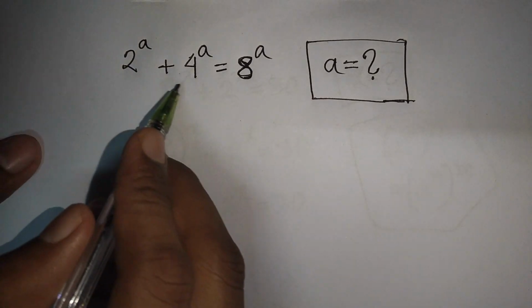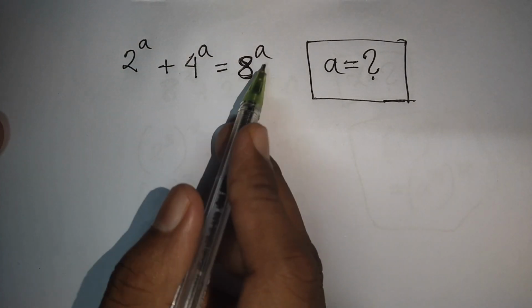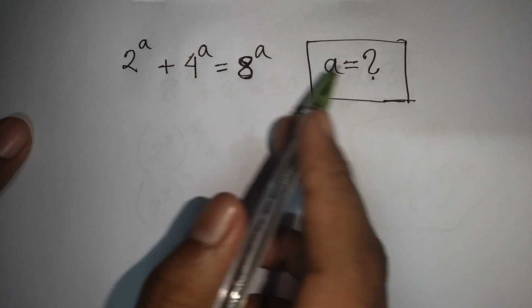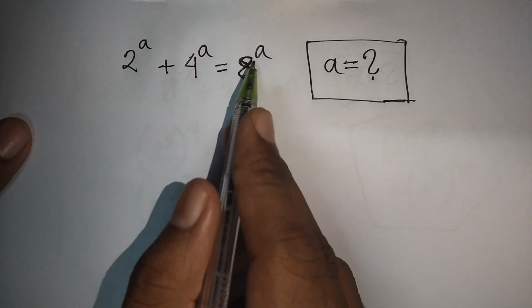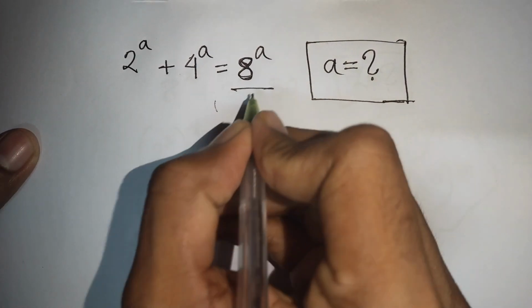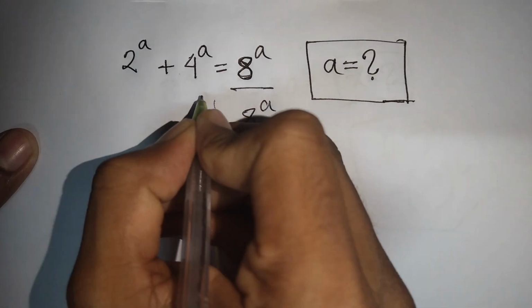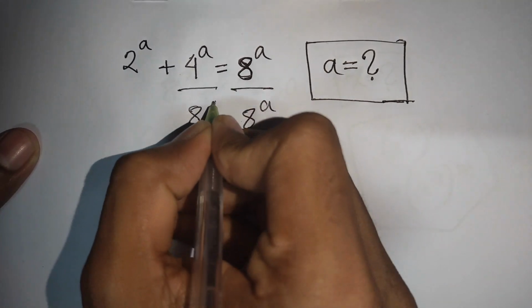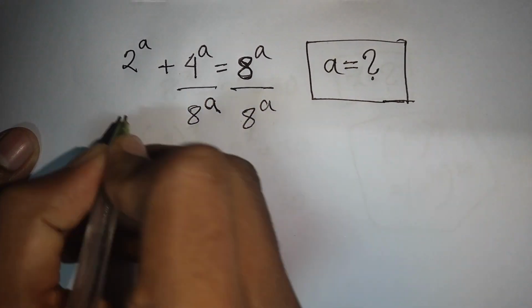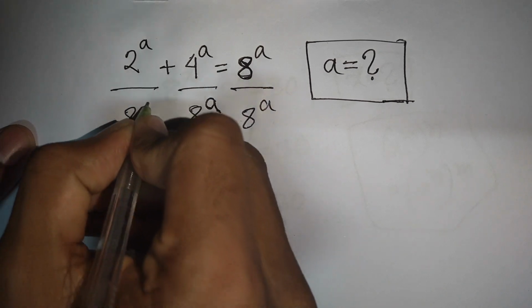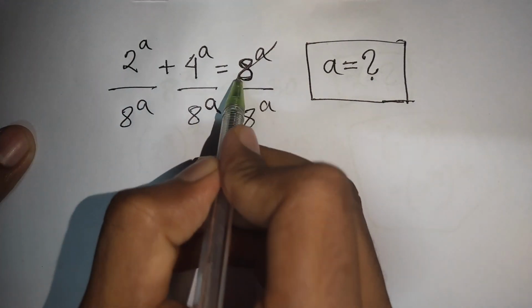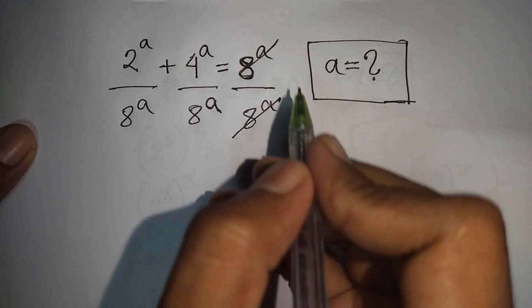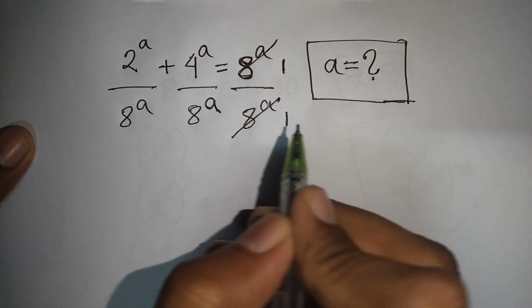2^a + 4^a = 8^a. Find the value of a. So at first we divide by 8^a on both sides. Now this 8^a will be cancelled, here and here.